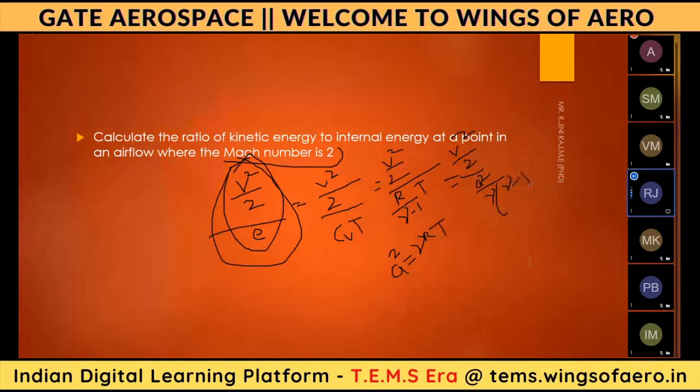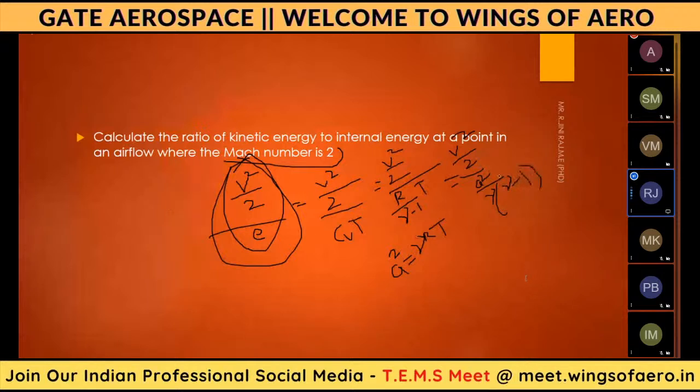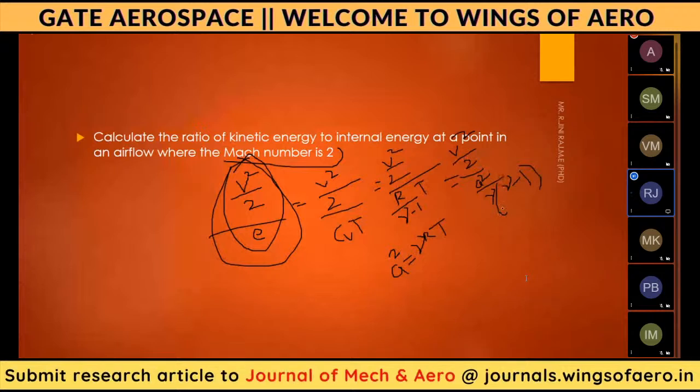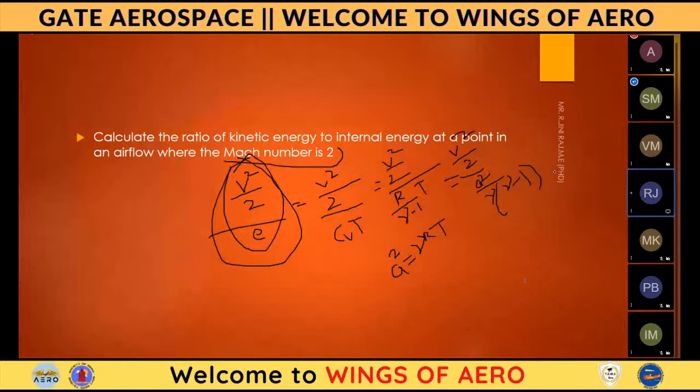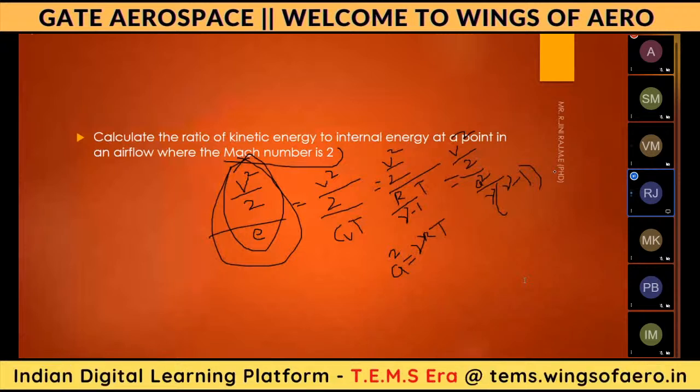Now you can easily find out, because V squared by a squared we can write as M squared. This gamma by gamma minus 1 will go in the numerator side. Now solve, substitute the values and tell me the answer. 1.14. Everyone got the same answer?